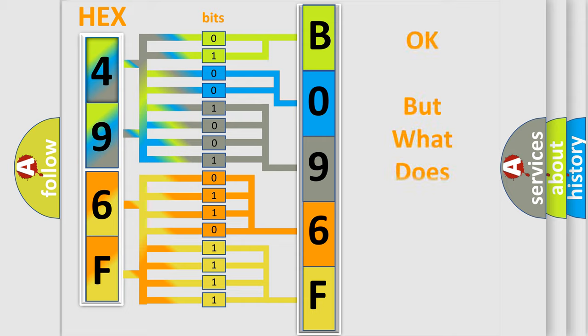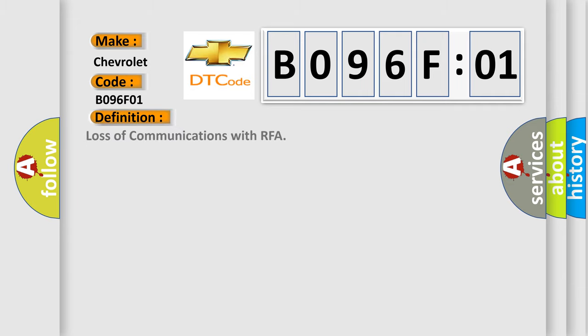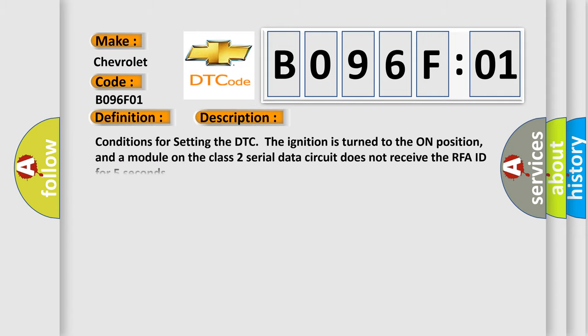The number itself does not make sense to us if we cannot assign information about it to what it actually expresses. So, what does the Diagnostic Trouble Code B096F-01 interpret specifically for Chevrolet car manufacturers? The basic definition is loss of communications with RFA. And now this is a short description of this DTC code.